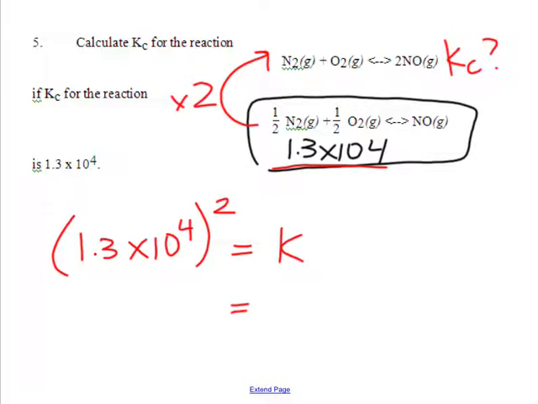I know you're trying to Rain Man it, aren't you? 1.7 times 10 to the 8th is equal to my new K.